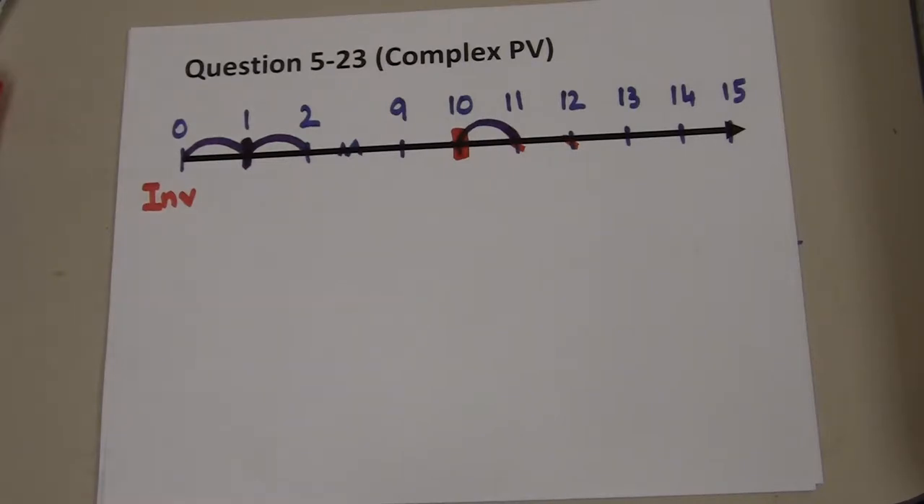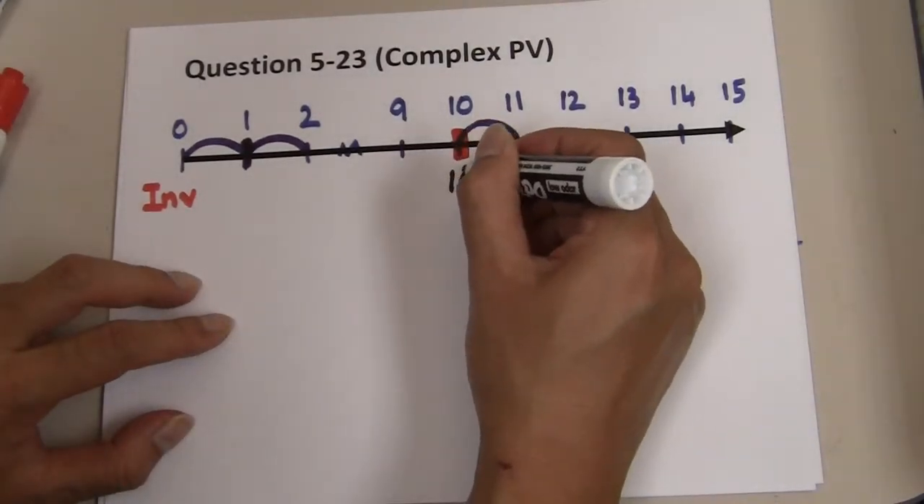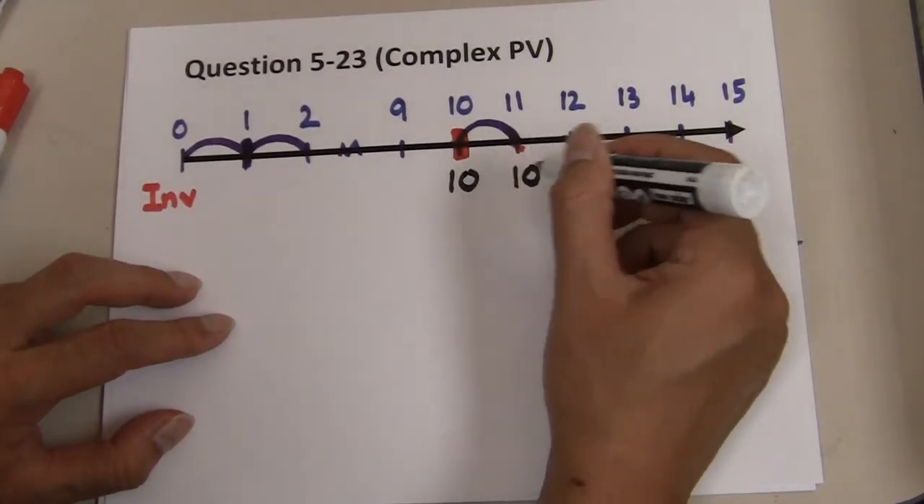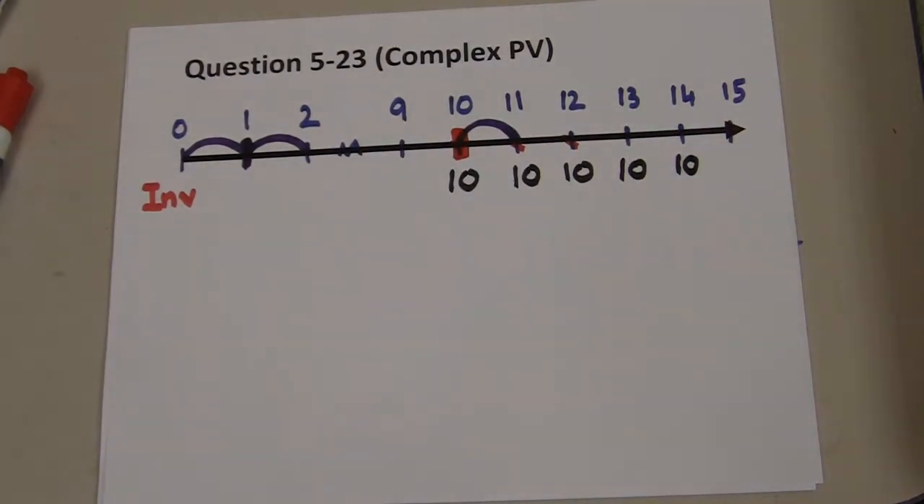How much do you withdraw? Not a big deal. You withdraw 10,000 in each of the next 5 years. So here you withdraw 10k, year 1, 2, 3, 4, and 5. You withdraw 5 times. Finally, you have an additional amount of 20,000 in that last year.